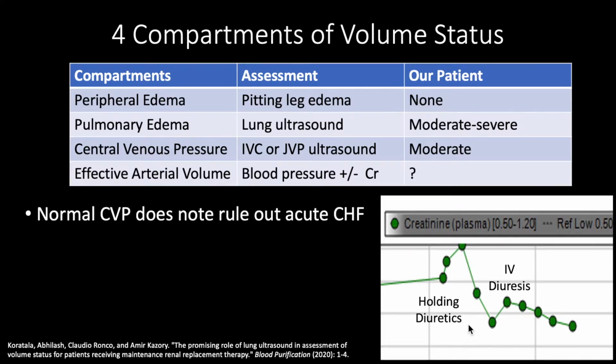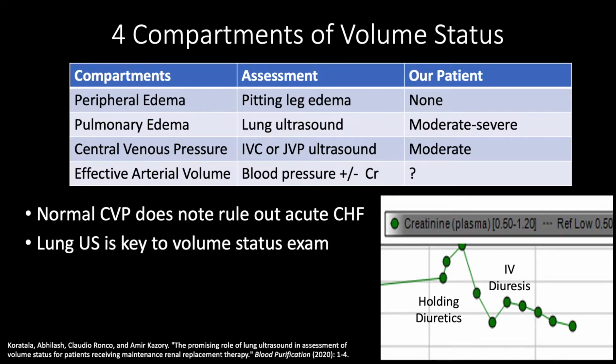So normal central venous pressure does not rule out acute CHF. When a lot of people think of volume status in ultrasound, they only think about the inferior vena cava, but you have to think about these other compartments. Particularly, lung ultrasound is really key to volume status. That's the most predictive of who's going to get readmitted: how much fluid do they have in their lungs that causes patients to feel short of breath and they come back to us in the hospital.